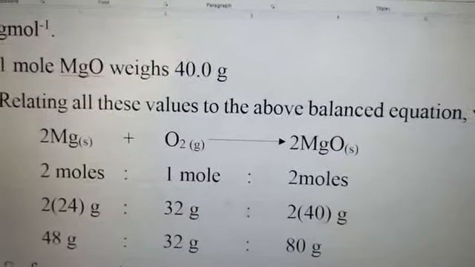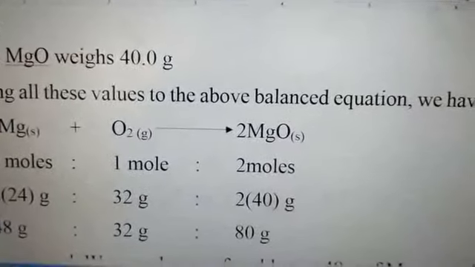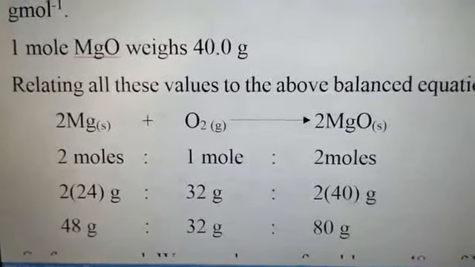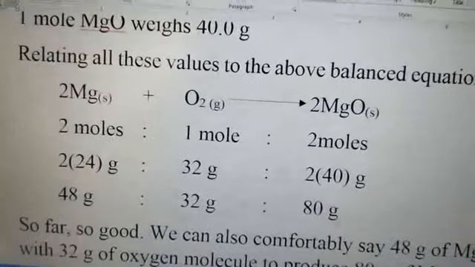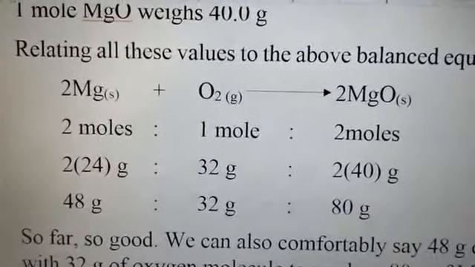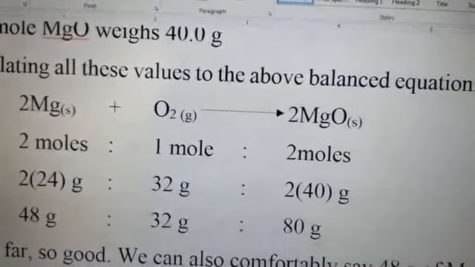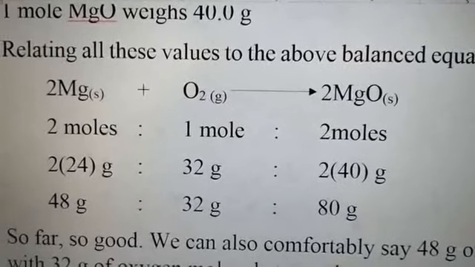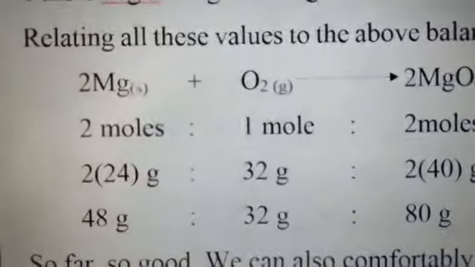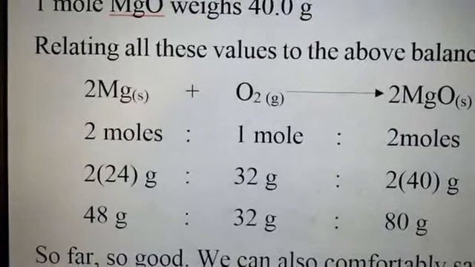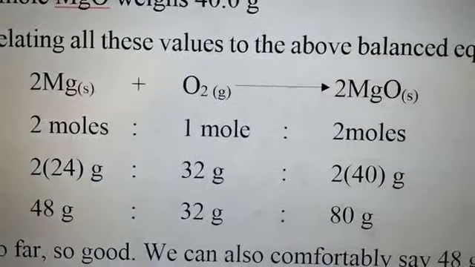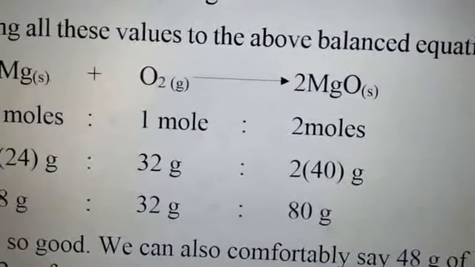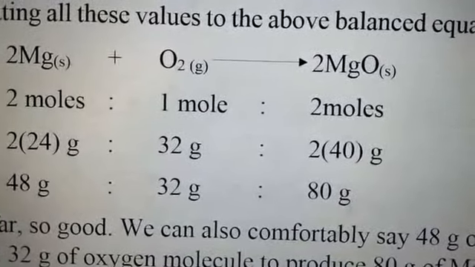Now let's relate all these values to the above balanced equation. Look at the equation written down there. So how do we convert those moles to masses? I see from the balanced equation, we have 2 moles of magnesium, 1 mole of oxygen, and 2 moles of magnesium oxide. Since 1 mole of a metal is equal to atomic mass, 2 moles of magnesium becomes 2 times 24, and that will give us 48 grams. Since 1 mole of a molecule is equal to molecular mass, 32, we have 1 mole there, which is equivalent to 32 grams underneath.